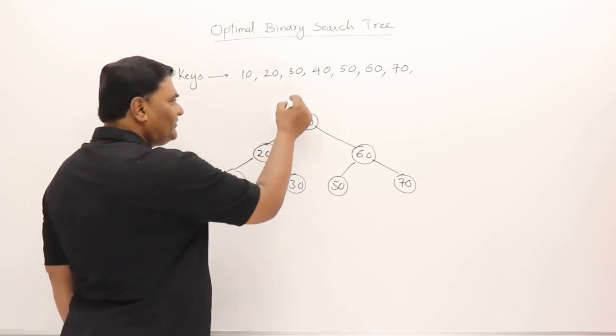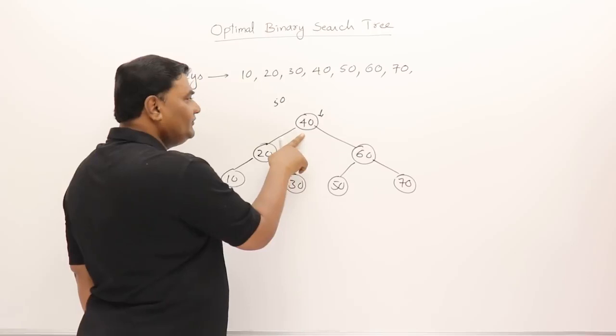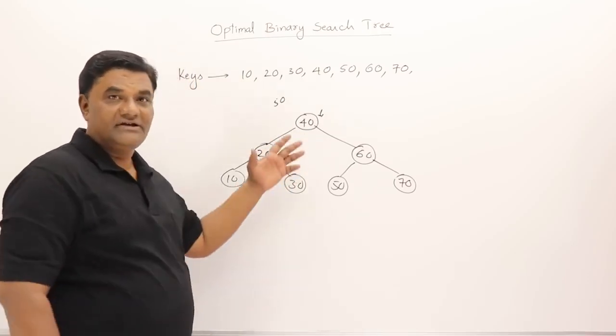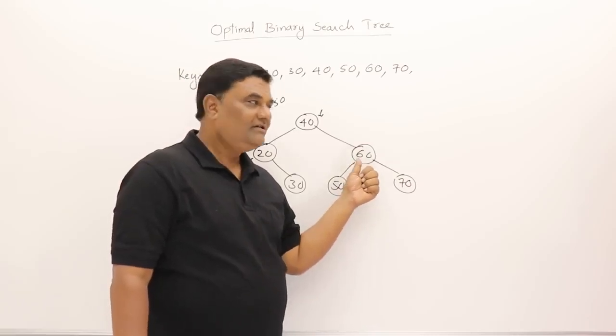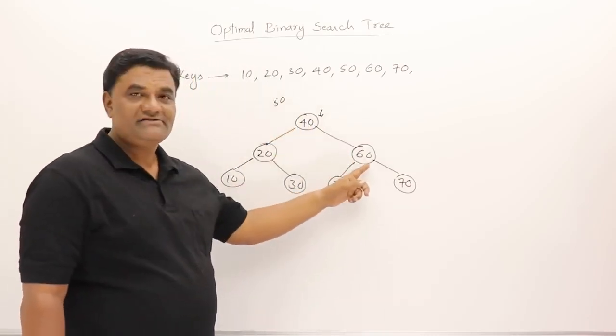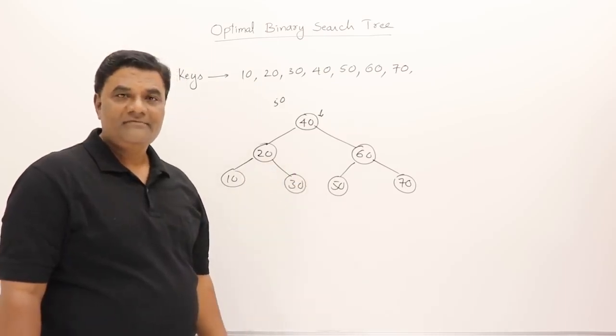Suppose I want to search for a key element 50, then I can start from here. Is it 50? No, 50 is greater than this one. So definitely it's on the right hand side. Go here and check it. Is it 50? No, the key value what I am searching is smaller than this one. So go on the left hand side. Yes, key is found. So that's how.